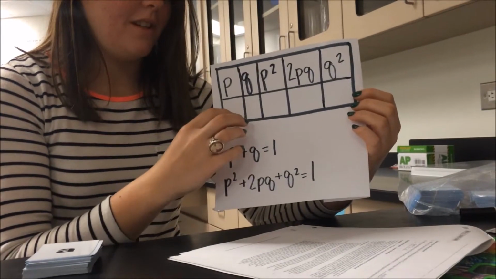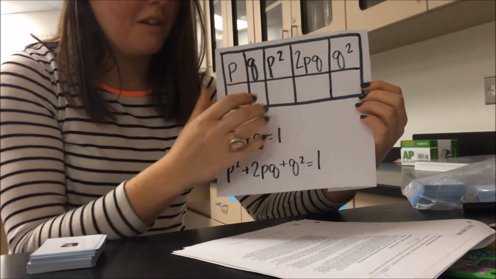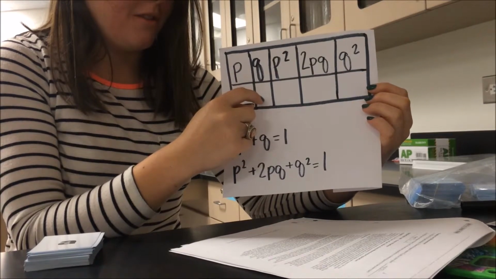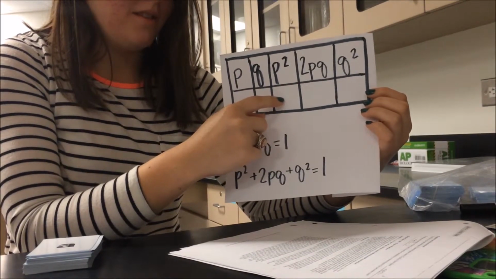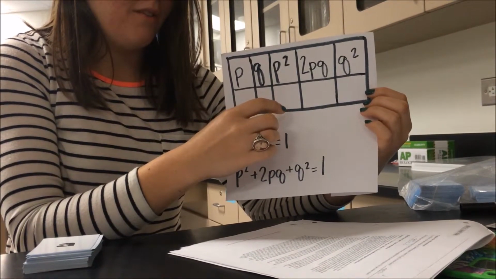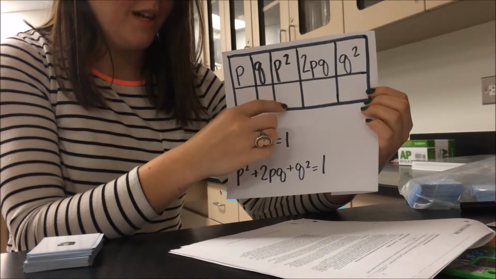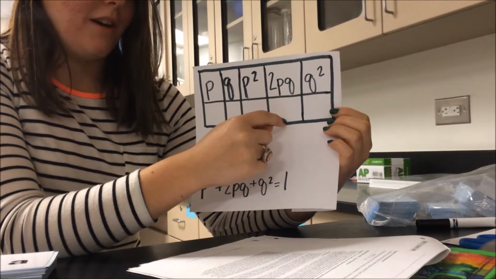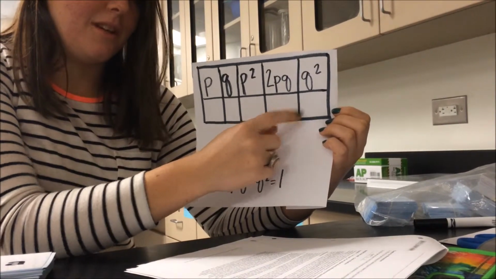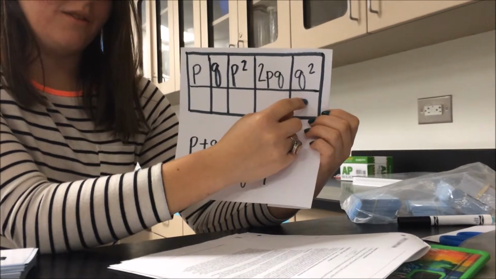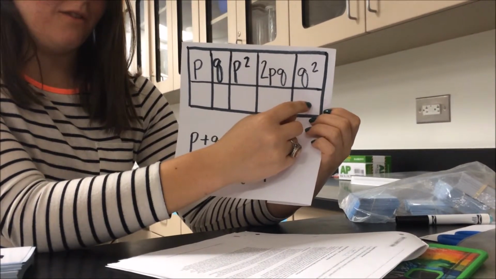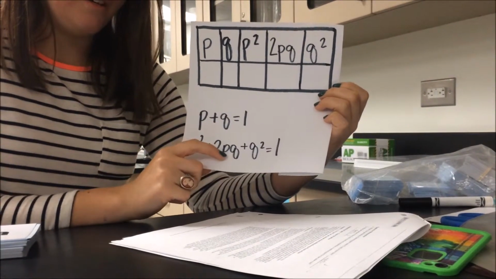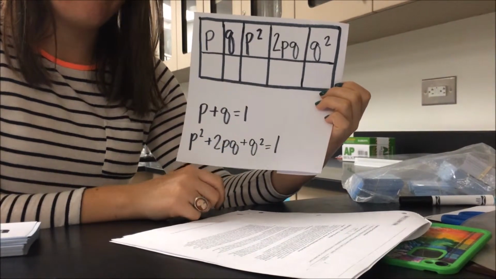And when you find the frequency of the alleles, you typically display them in a table, such as this one, where P is the dominant allele and Q is the recessive allele. P squared represents the frequency of individuals with the homozygous dominant genotype, 2pq represents the frequency of heterozygous individuals in the population, and q squared represents the frequency of homozygous recessive individuals. And once you fill in this chart, you should find that p squared plus 2pq plus q squared equals 1.